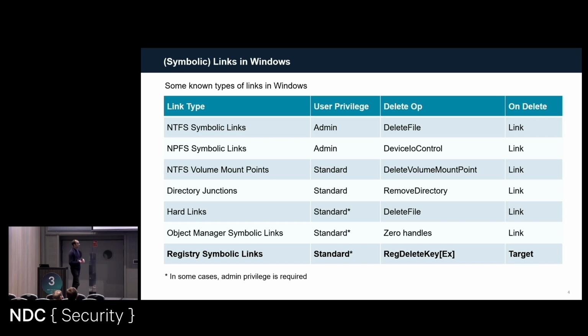And this behavior, the delete behavior, is similar to other types of links in Windows. So it is similar to, for example, the volume mount points, directory junctions and hard links. The exception to that is the registry symbolic links, the one at the very end. For those, it is sufficient to be a standard user, basically a non-admin user, to be able to create such a link, unless you are trying to create the link at a location that the non-admin user does not have permissions to write to, like, for example, the local machine registry hive. But what's interesting about this type is that if you try to delete that type of link using any documented Win32 API, using, for example, RegDeleteKey, then the target will be deleted rather than the link. And that can have some security ramifications, which I'll be discussing in the presentation.